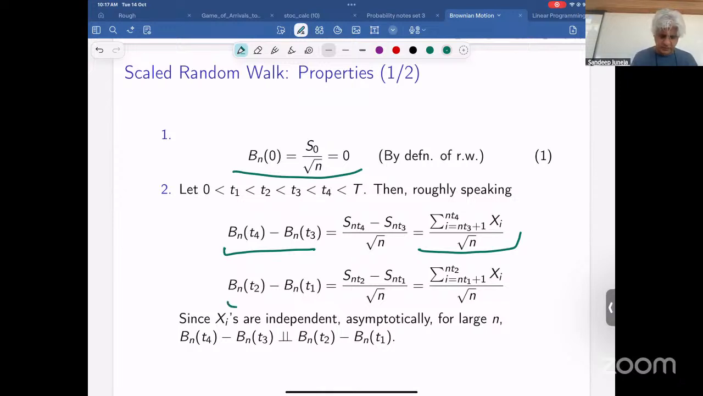Similarly, B^n(t2) minus B^n(t1), this quantity right here. So you can see that they involve different xi's. So they should be independent, right? And you can also check that the variance of this guy is just equal to, what's the variance of this guy here? Anyone?